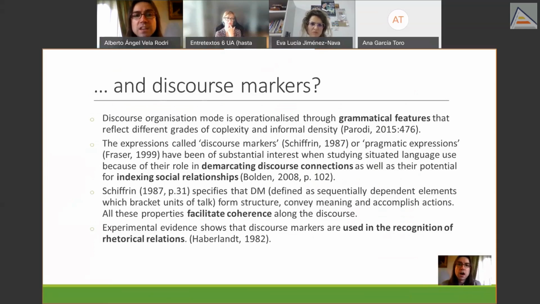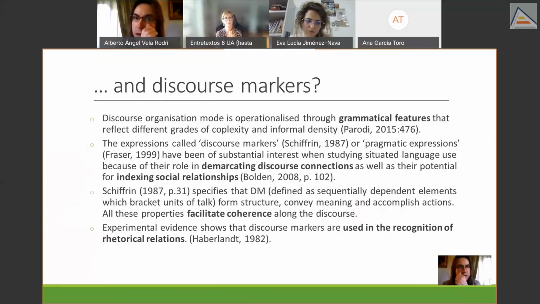Discourse organization mode is basically operationalized through grammatical features that reflect the different grades of complexity and density within the texts within the genre. These kinds of expressions were called discourse markers by Schiffrin, but there are many other labels for them, as for example pragmatic expressions by Fraser. We have just used discourse markers because it's maybe the most common one.